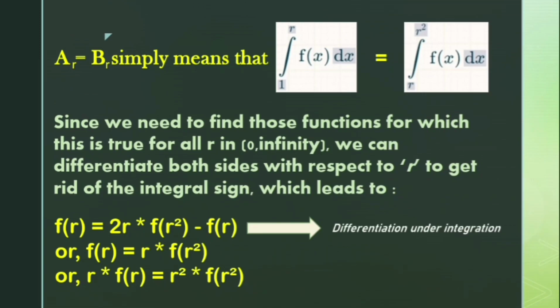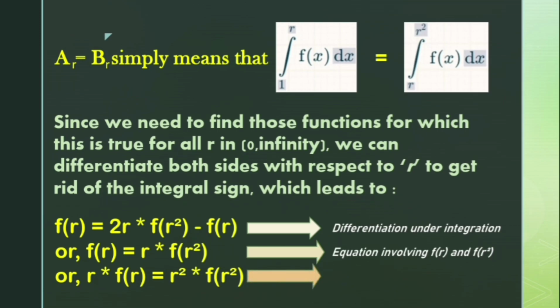So yes, the differentiation under the integral sign gives us f(r) equals 2r times f(r square) minus f(r). And then we'll rearrange the terms. Now we have got f(r) equals r times f(r square). So this is the equation relating f(r) and f(r square). And now we'll consider r times f(r), because they have told us to do so. We are going by the hint. So x times f(x), which is r times f(r), equals r squared times f(r square).